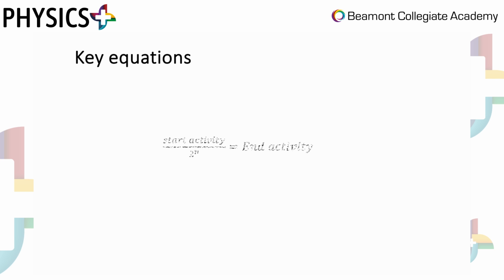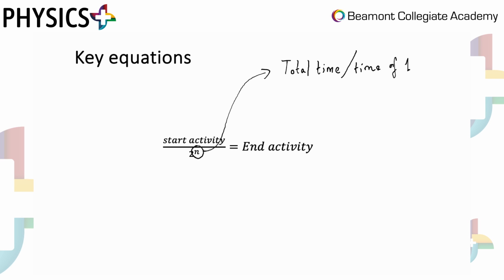Key equations. This equation really helps me answering these questions. So start activity divided by 2 to the n equals end activity. N is the number of half-lives and it's calculated by dividing total time by time of one half-life.